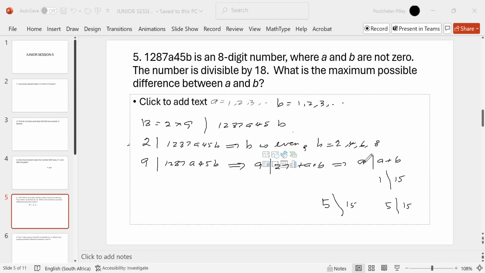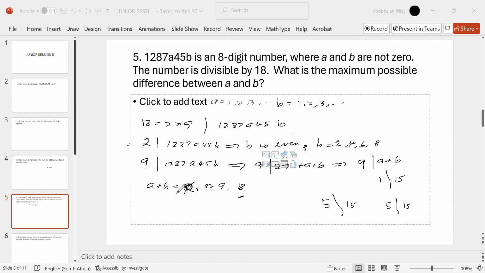Okay, so what does this mean? A and B are digits, so they're 1-digit numbers. So for 9 to be a factor of A plus B, you can only have A plus B equal to 0 or 9 or 18. 9 is a factor of 0, by the way. 9 times 0 is 0. Now, 0 is not possible because if two integers add up to 0, then both of them are 0. And we are told that it's not 0.